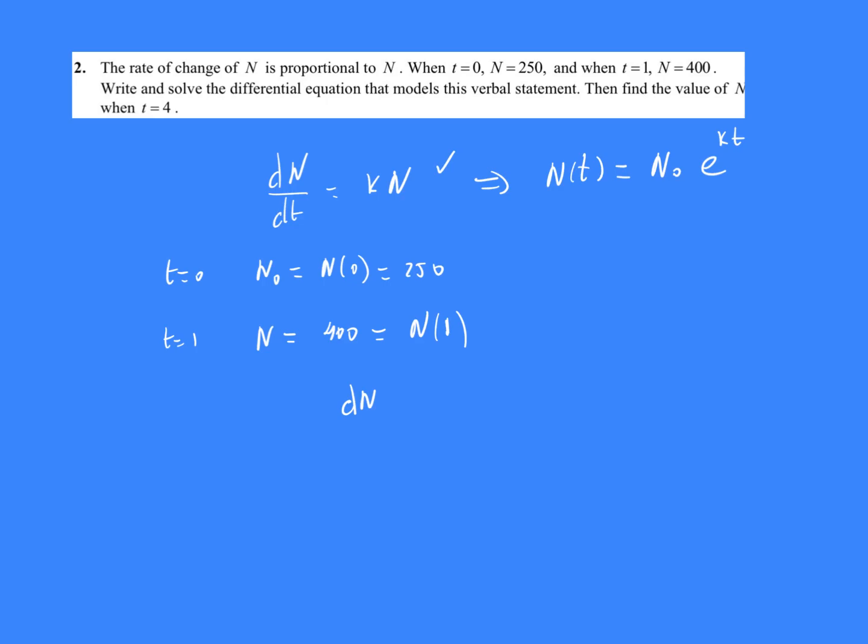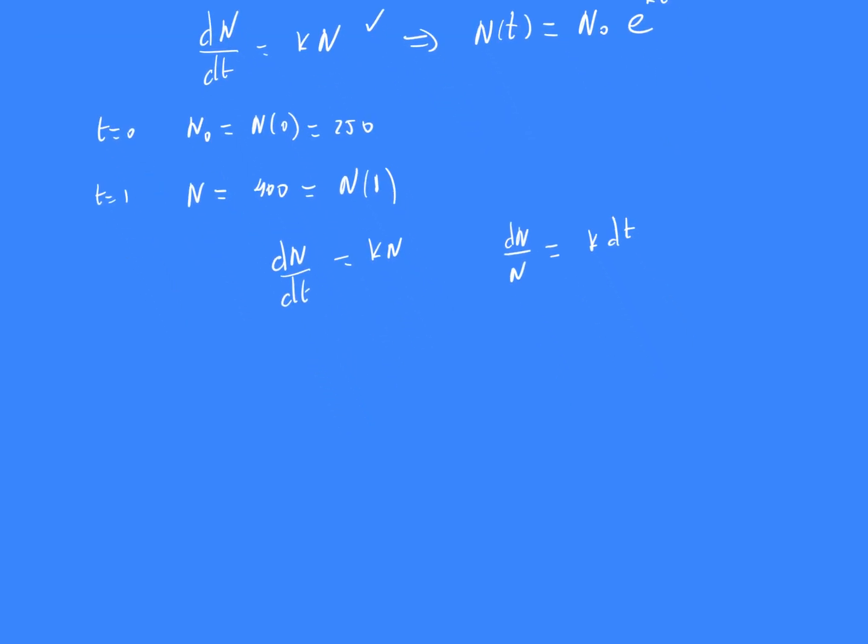Because if you start with this equation, kN, and you do separation of variables, you will find this equation, k dt. If you integrate both sides of the equation between N0 and the final N, and between t equals 0 and the final time t, the integral of the left side will produce the natural log of N evaluated between N0 and N.